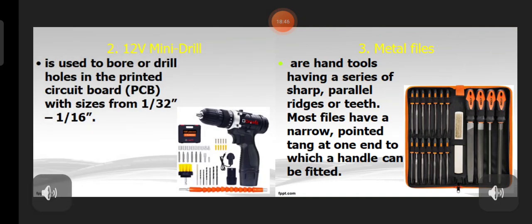The second example of boring tools is the 12-volt mini drill. It is used to bore or drill holes in the printed circuit board or PCB with sizes from 1/32 and 1/16 inches.